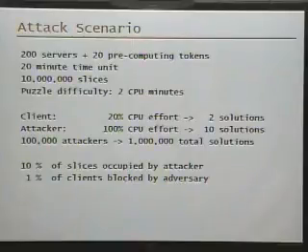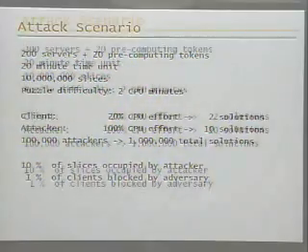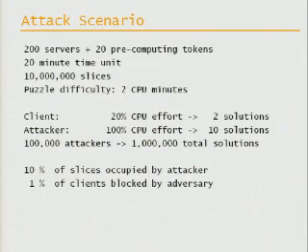So here's an attack scenario. Let's run some numbers. Here we have a server farm with 200 servers. And we're going to devote another 20 servers on the side to pre-computing these tokens for the next period. So we've increased the number of servers by 10%. 20-minute time unit, and we have 10 million slices. And the puzzle difficulty is 2 CPU minutes on a typical client machine. Right? So the client, during this 20-minute period, is willing to devote 20% of its CPU time to solving puzzles in the background. And we'll assume you could do that without inconveniencing the user.